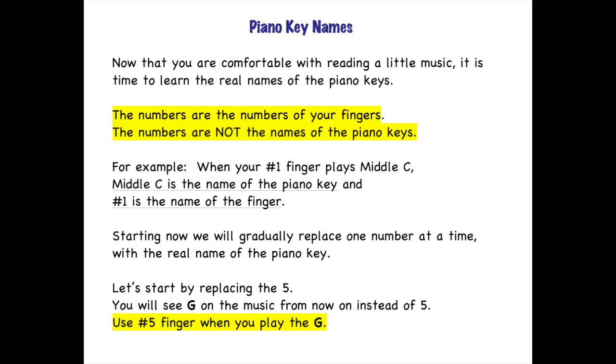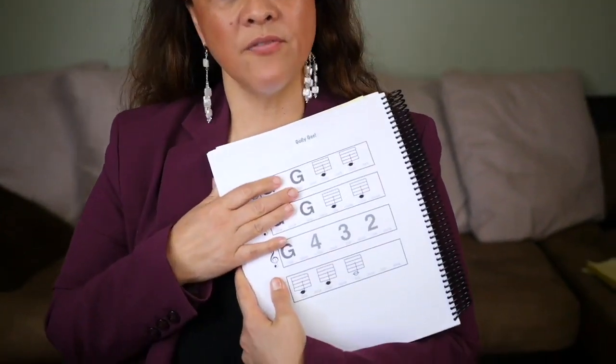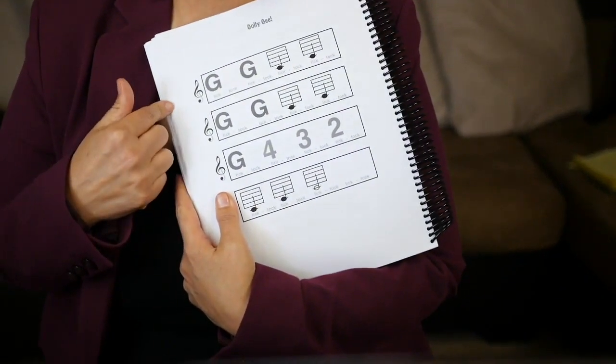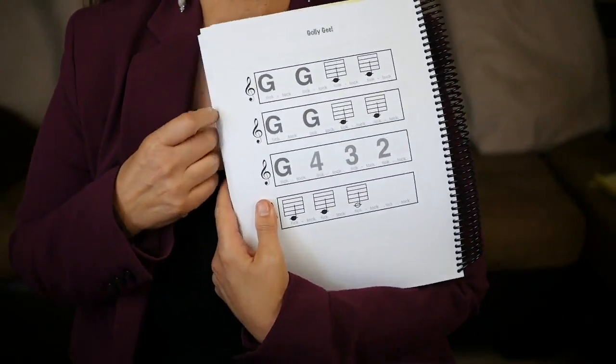Day 5 and 6, and we're going to be starting with the page called Piano Key Names. What we've been doing is calling the keys C, 2, 3, 4, 5. So now we're going to change that and add the letter names. The first one we're going to change will be G. The G is under your fifth finger. So when you see the G from now on in your music, you will be playing your little finger, number 5.